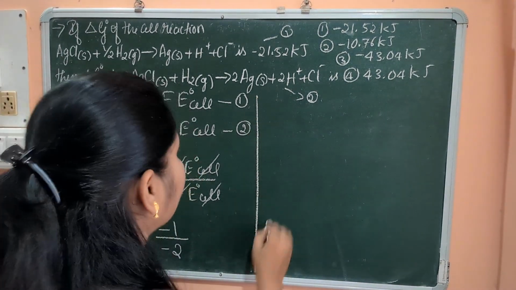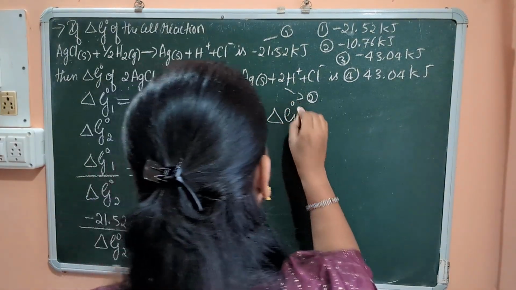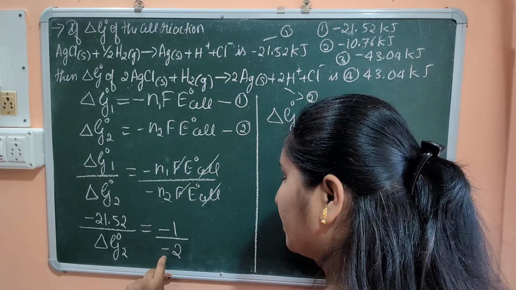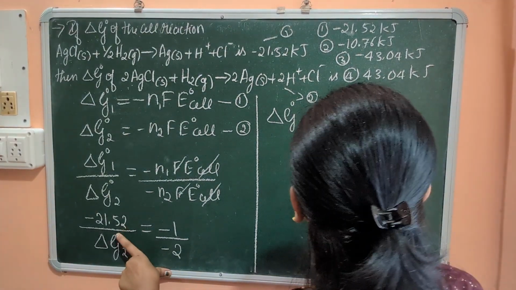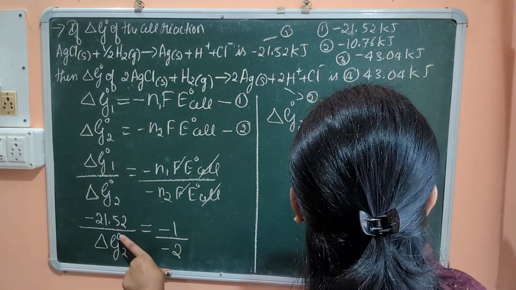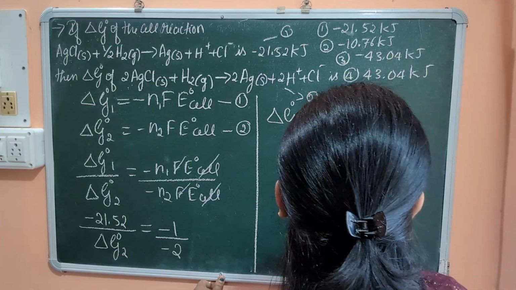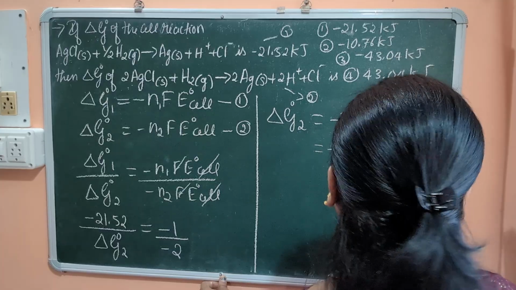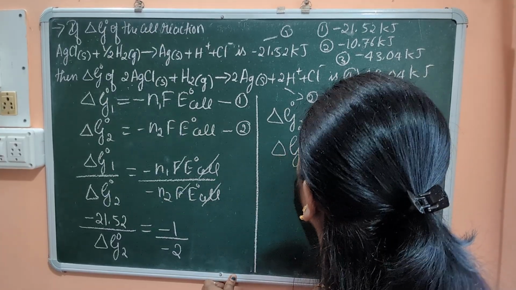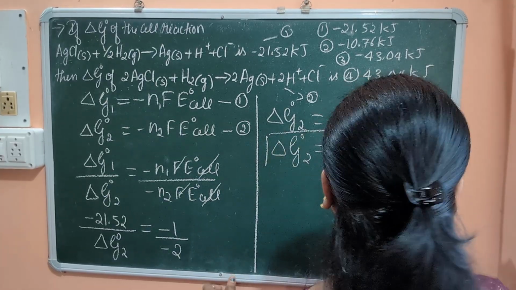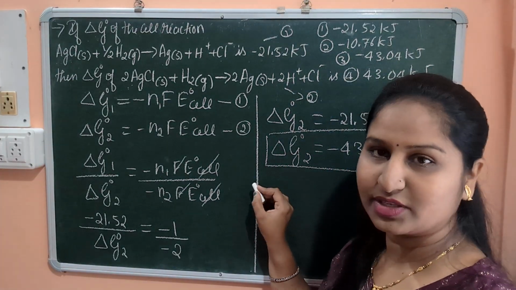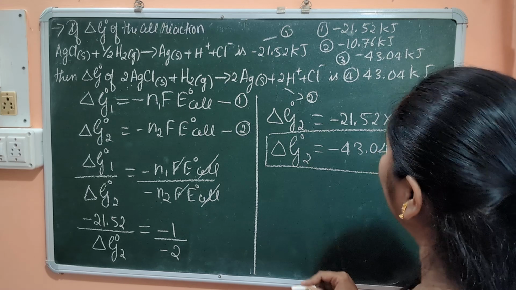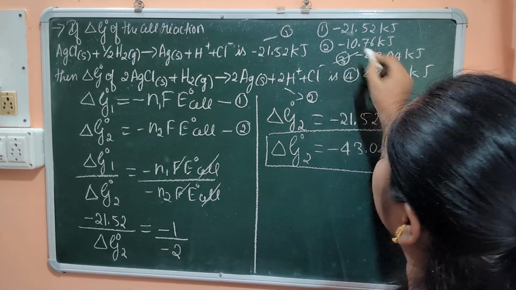So now let us calculate delta G naught 2. Minus and minus becomes plus here, so it is minus 21.52 into 2. So the answer is minus 43.04 kilojoules, which is the Gibbs free energy change for the second reaction. It is going to change based on the stoichiometric ratio here. So for the given question, option 3 is the answer.